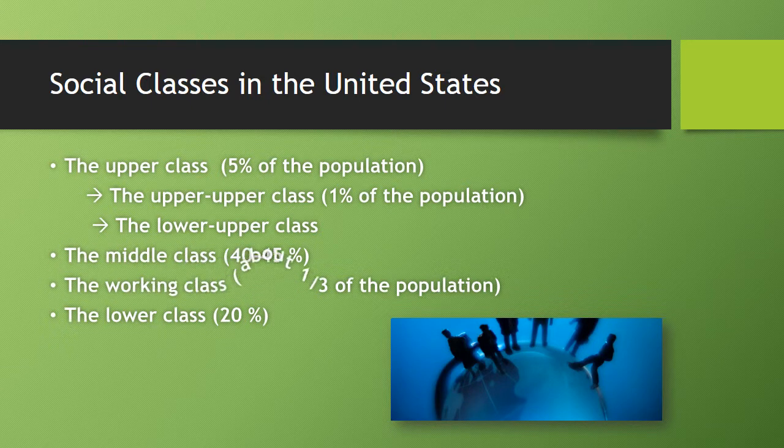The working class makes up 1/3 of the population. Their blue-collar jobs yield an income of between $27,000 and $48,500 a year. The lower class makes up 20% of our population. Low income makes their lives unstable and insecure. Poor people often struggle to pay rent and get quality health care.